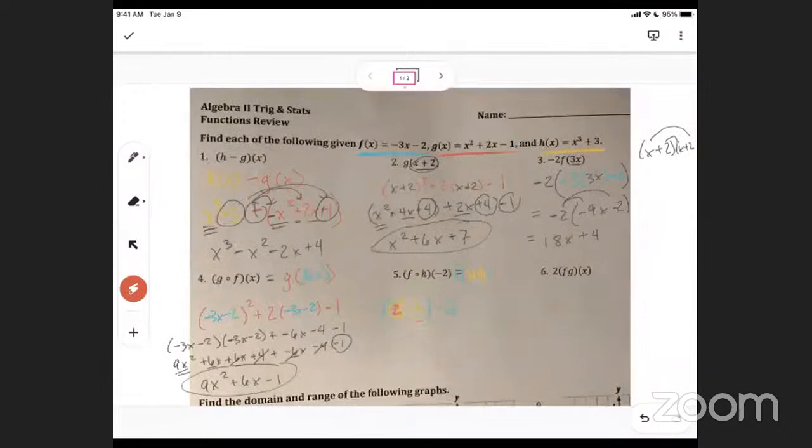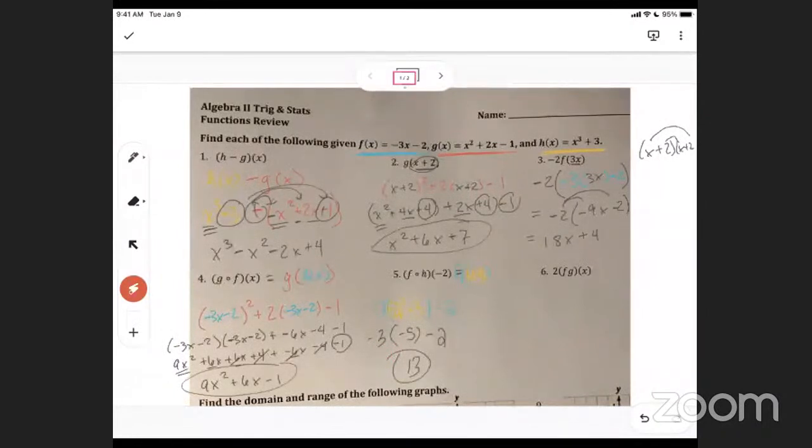So what's negative 2 cubed? It's a negative times a negative times a negative, so it's negative 8, good. And then what's negative 8 plus 3? Negative 5. Now you're plugging negative 5 in for f, right? So what's negative 5 times negative 3? 15. And what's 15 minus 2? 13. Perfect. See how that worked?